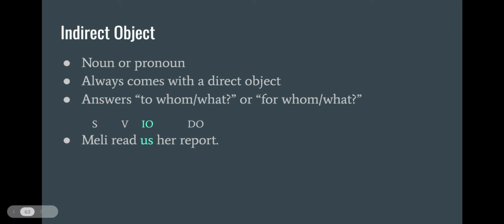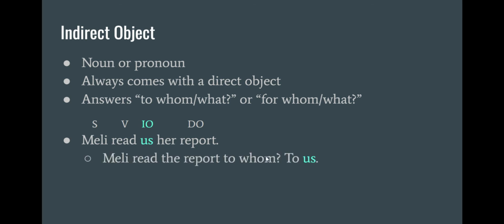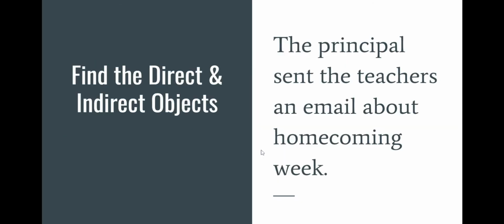So it's like 4 steps. You find the subject, then the verb. You ask yourself, she read what? The report. To whom? To us. That's how you find the indirect object. So find the direct and indirect object here.